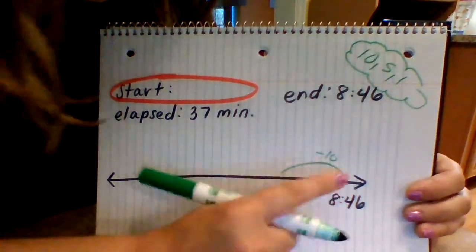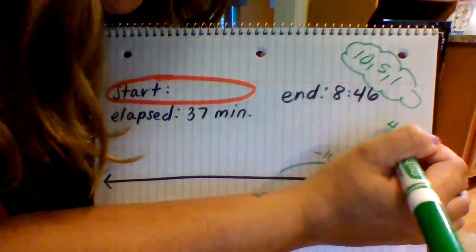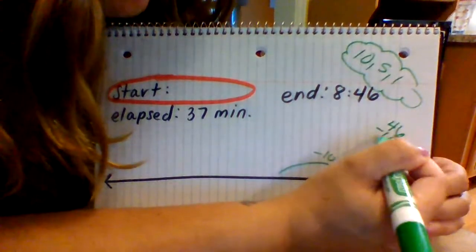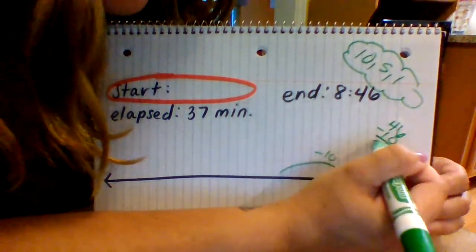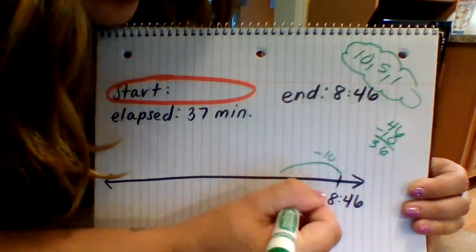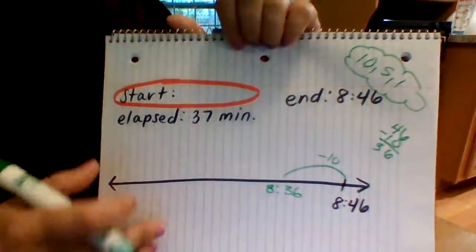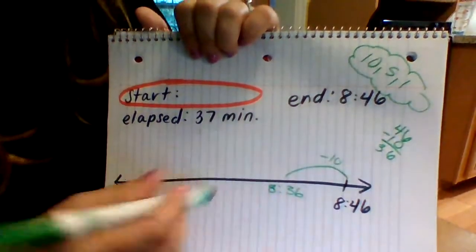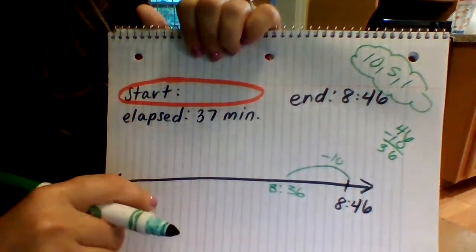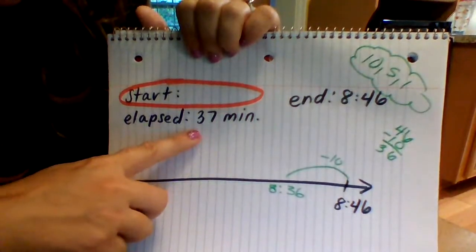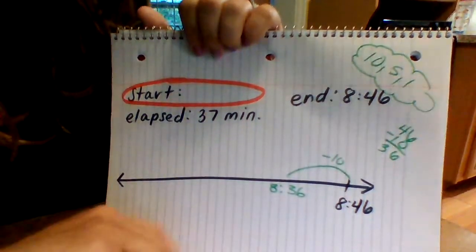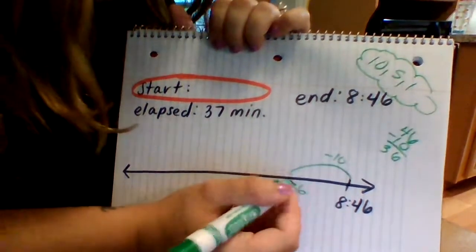46 minus 10. If you can't do it in your head, do it on your paper. 46 minus 10. 6 minus 0 is 6. 4 minus 1 is 3. So my minutes are 36. My hour doesn't change. 8:36, right? Let's take away 10 again because I can. Because 37 has how many 10s in it? 37 has 3 10s. So I could take away 10 3 times if I want to.